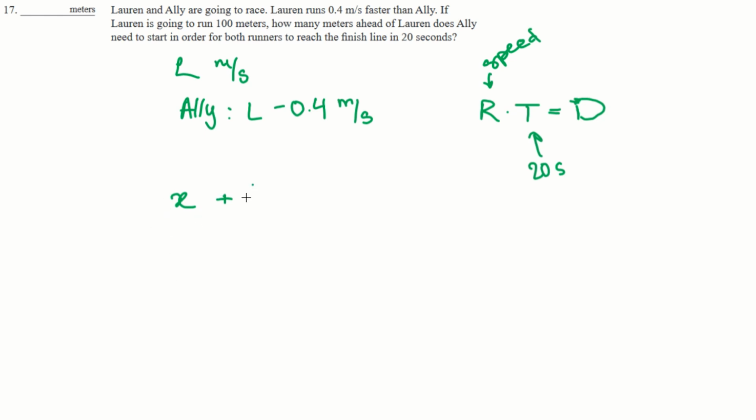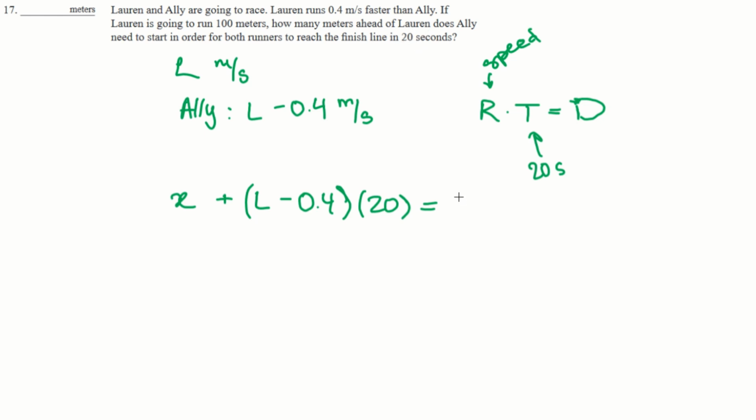So X plus, well, now she's running L minus 0.4, this is her rate. You can put in units if that helps you see the unit conversions better. I won't because I think that's too many parts. So L minus 0.4 times 20 seconds. This is the number of meters that she travels in 20 seconds. And then Lauren is going to run 100 meters, and she wants to do this in 20 seconds.